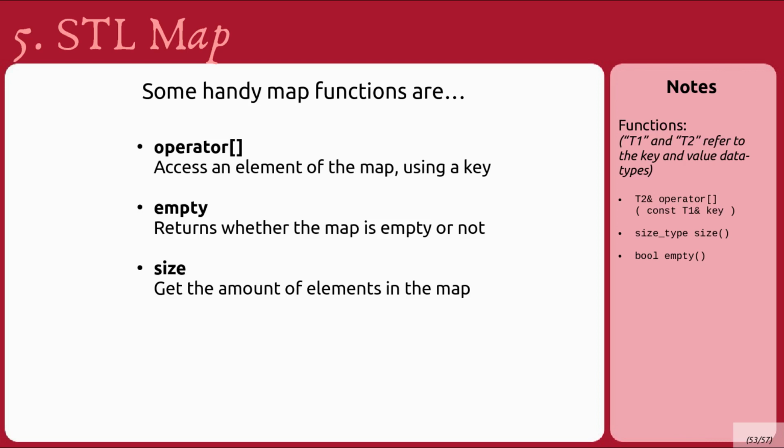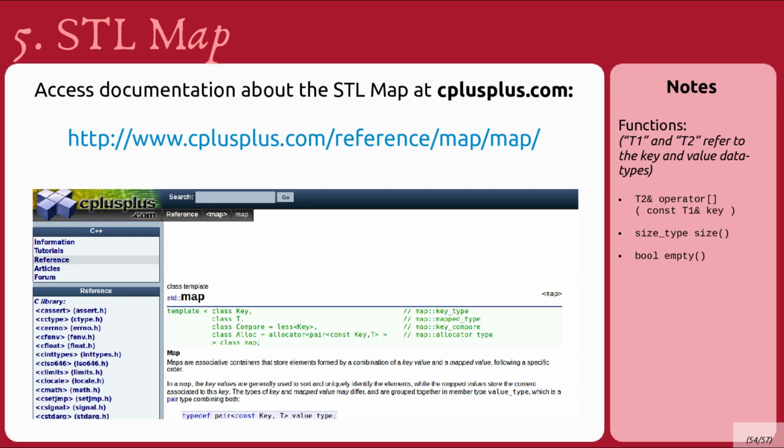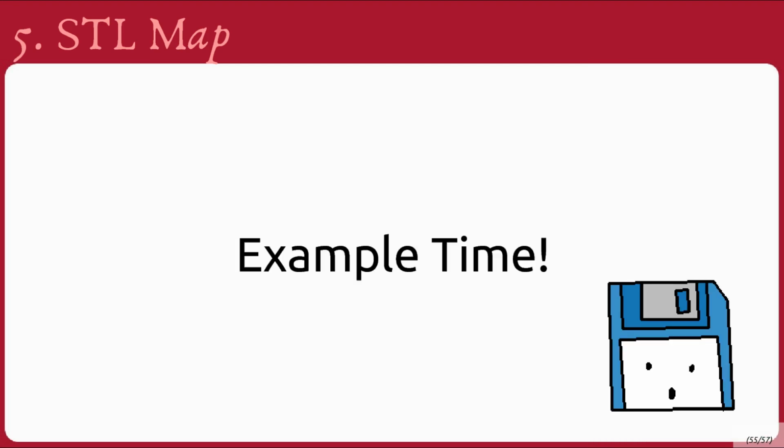The functions we'll be using for the STL map are the subscript operator, which will return some element based on the key, the empty function that will return whether it's empty or not, and the size function that will return the amount of elements in the map. There are a lot more functions for the map, and you can look at them at the reference page, but we're not going to get too into it. And now for an example.